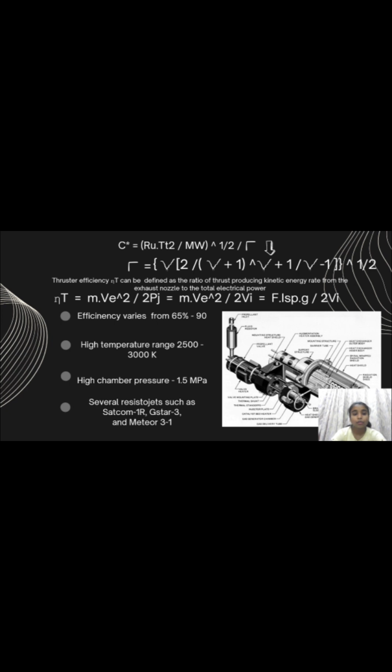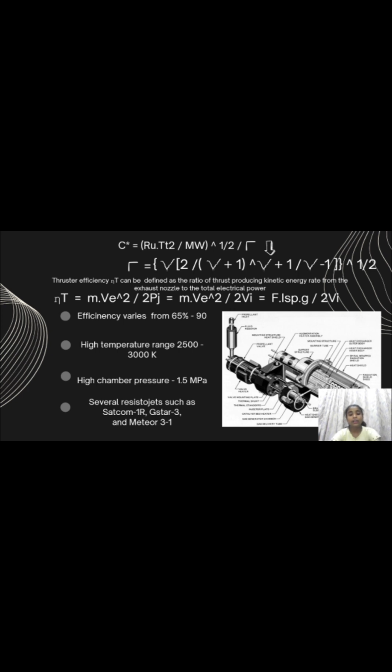Third, ηT is equal to F·Isp·g upon 2VI. This part relates the efficiency to the thrust F, specific impulse Isp, and the acceleration due to gravity g. It gives you an idea of how efficiently the rocket is using its thrust in the presence of gravity.